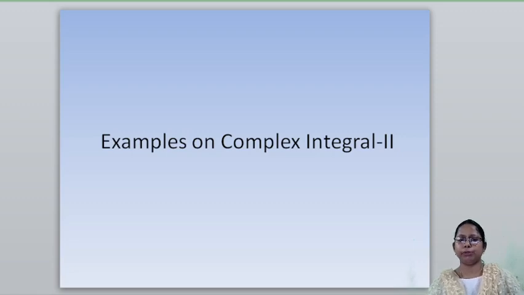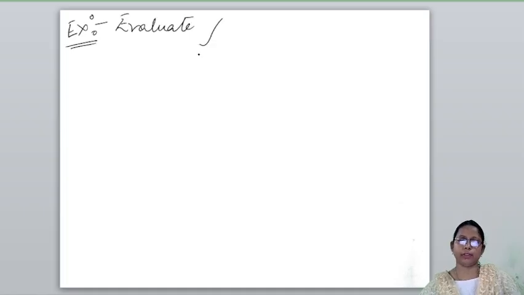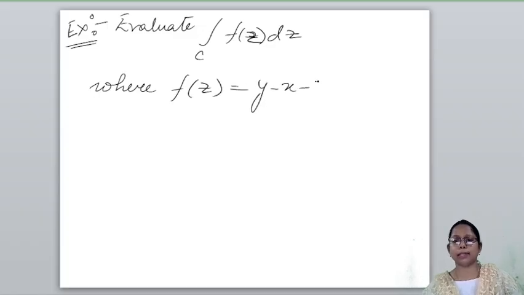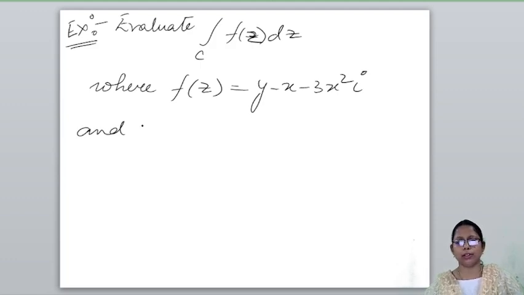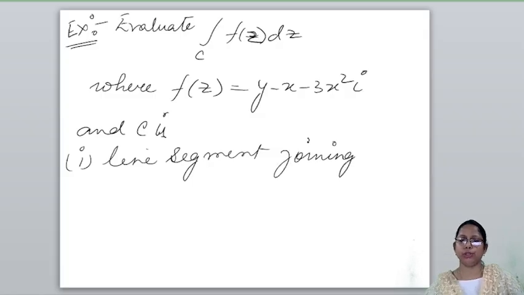In this lecture, we are going to discuss some more examples on complex integrals. Evaluate the integral over C of f(z) dz, where f(z) is given by y minus x minus 3x squared i, and C is the curve: number 1, the line segment joining z equal to 0 to z equal to 1 plus i.